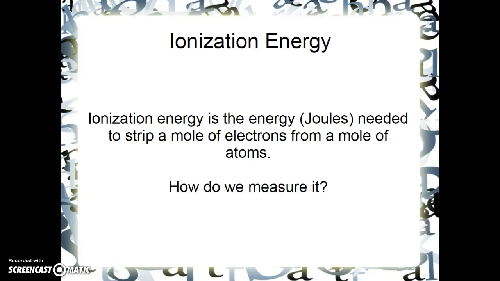Ionization energy is the energy in joules needed to strip a mole of electrons away from a mole of atoms. This is going to be very important to our understanding of the structure of the periodic table. So how do we measure ionization energy?